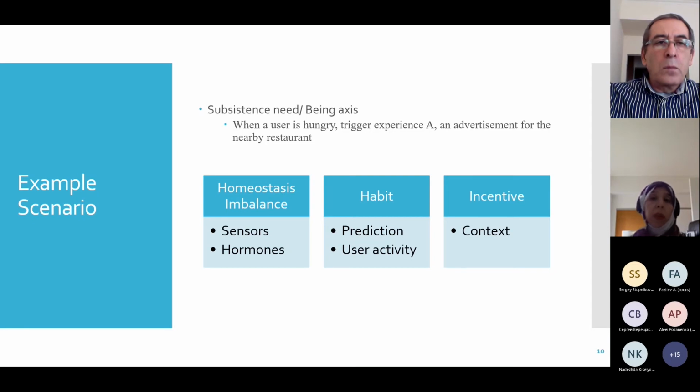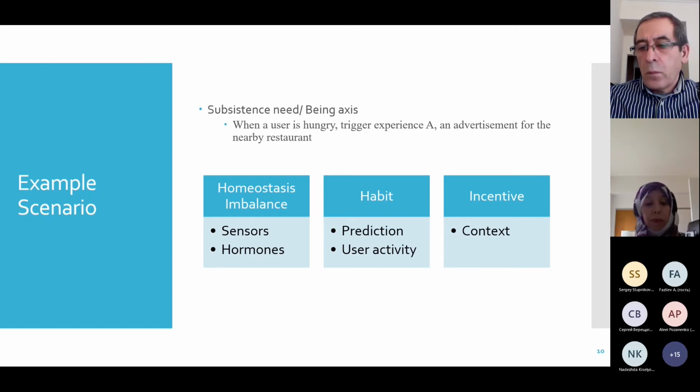Now, how can we analyze this scenario? How can we find hunger, for example? How do we find out the elements and how to measure it at a specific point in time? To do this, we studied psychology. We found out that there are three different types of triggers for needs.